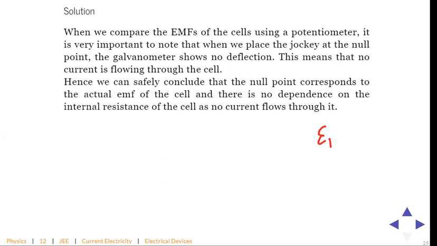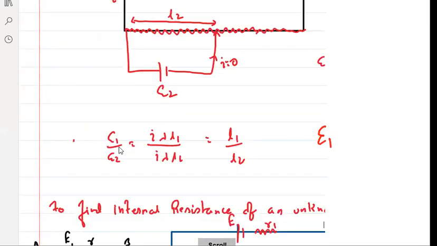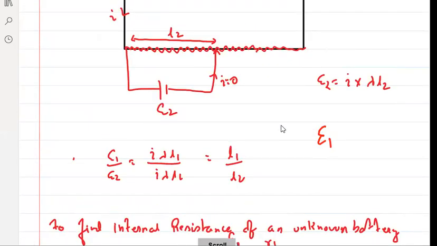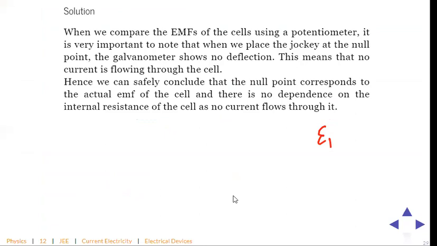Tell me, do you remember this concept? E1 by E2 is L1 by L2, because even if there is internal resistance, the I is 0. The potential will be just E2. Okay, got it? I hope this is clear.